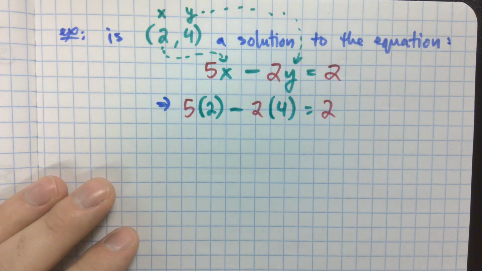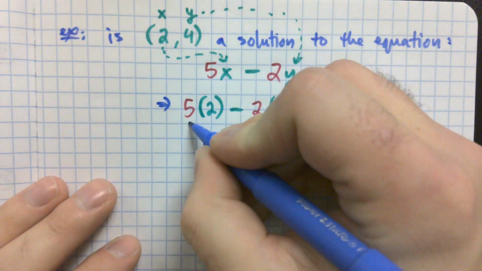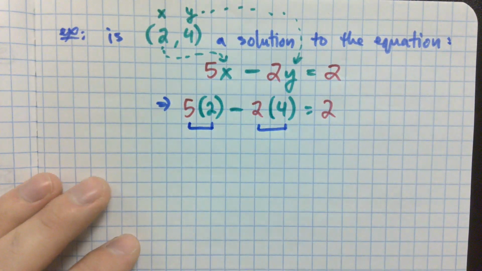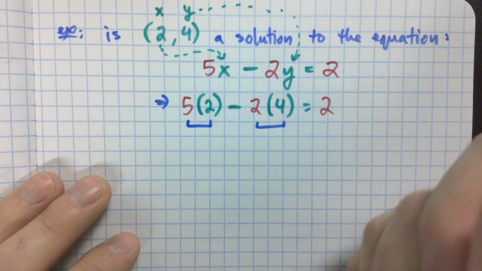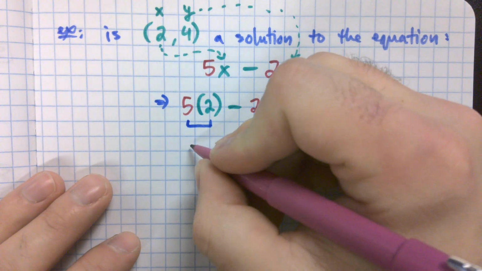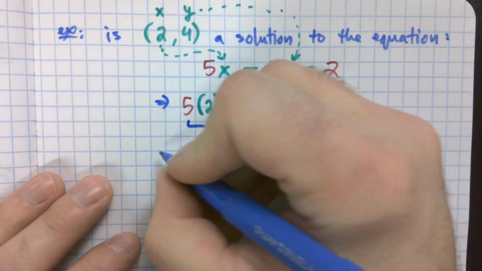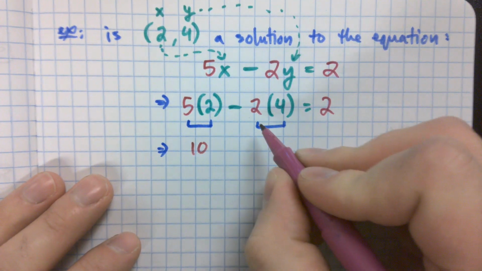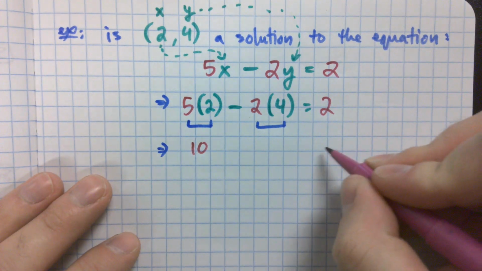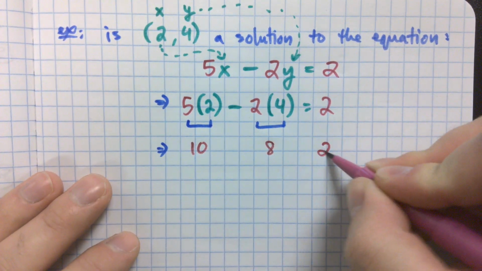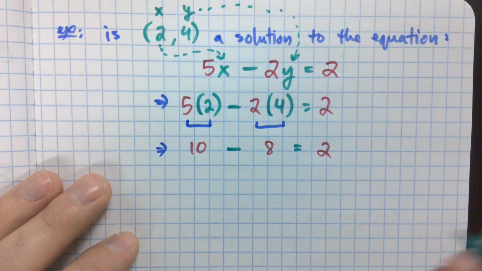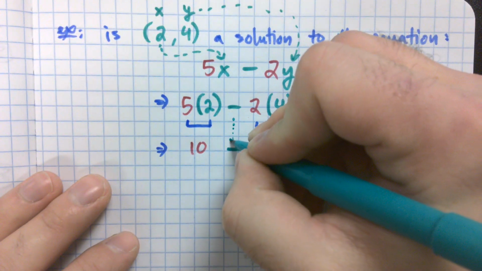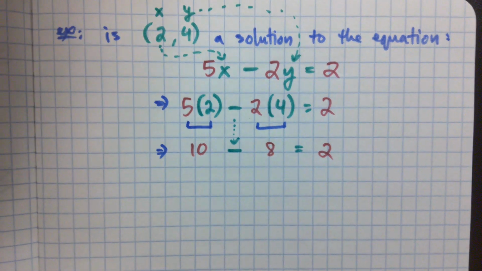So now we go through and we solve. Let's go ahead and multiply both of these together. What is 5 times 2 going to give us? 10. What is 2 times 4 going to give us over here? 8. Bring down the minus. Bring down the equals 2. All right, just drop that minus down.